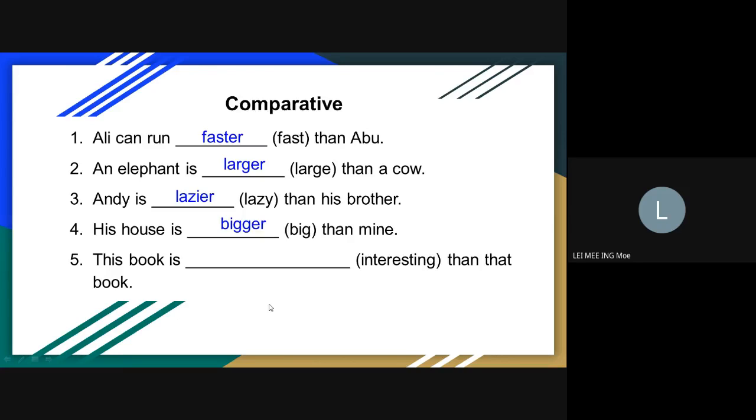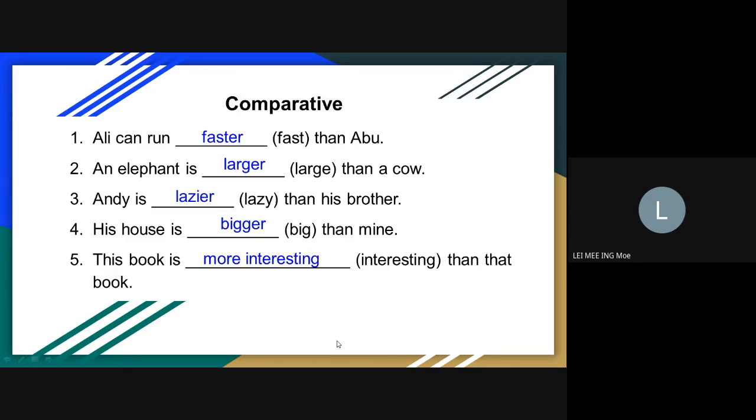All right. The answer is more interesting. Very good. So this adjective has more than 2 syllables, so it follows rule number 5. We just add more in front and maintain the adjective: more interesting. Well done if you got all the answers correct.